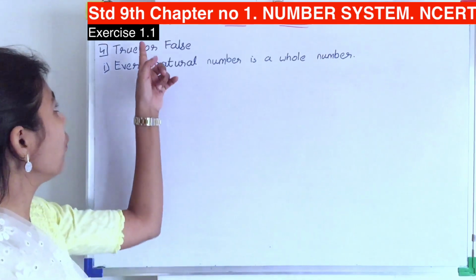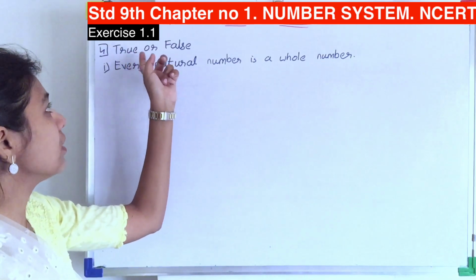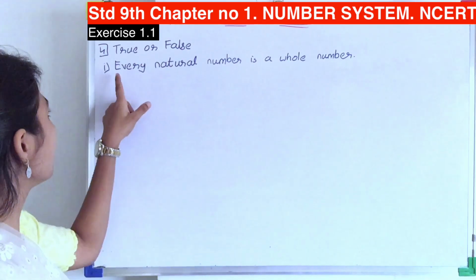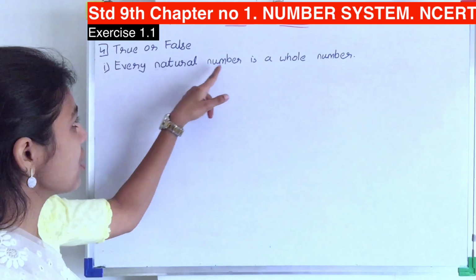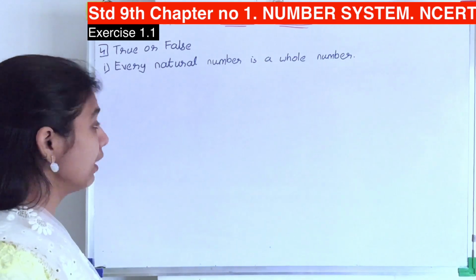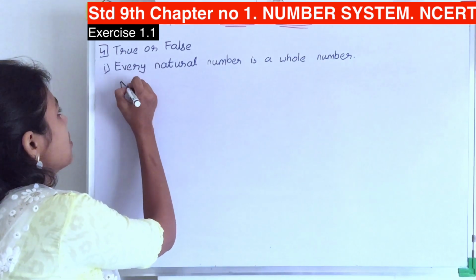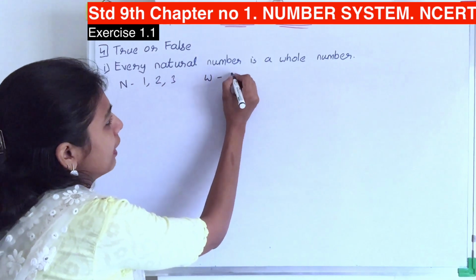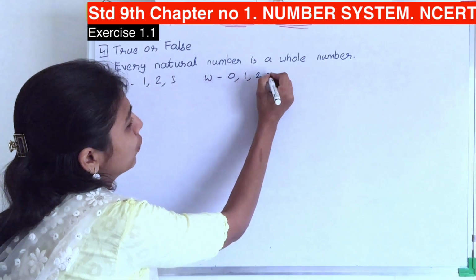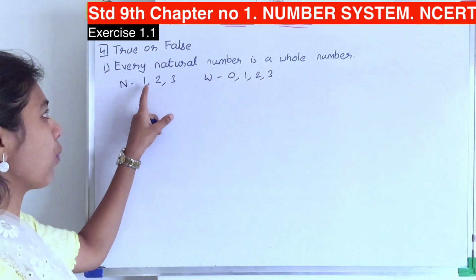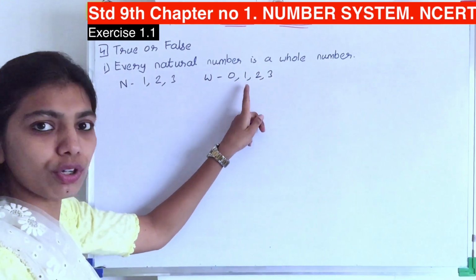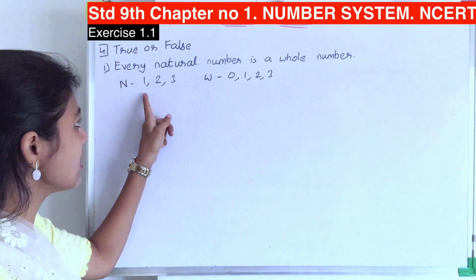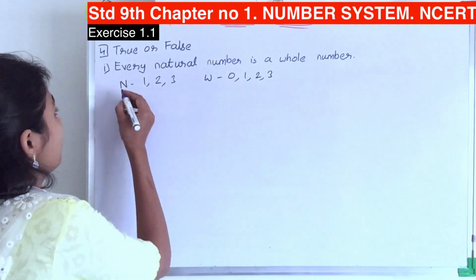So exercise number 1.1, fourth sum: state whether the following statement is true or false. First statement: every natural number is a whole number. Now first of all, what is a natural number? 1, 2, 3. What about the whole number? It starts from 0, 1, 2, 3. So every natural number 1, 2, 3, 4 is over here also, in the whole numbers you have a collection of 1, 2, 3, 4. So the given statement is true.